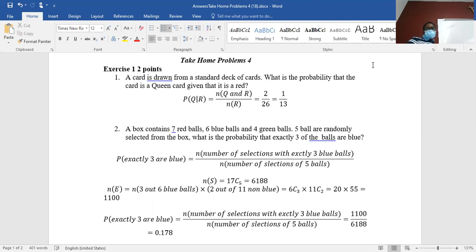You can also use the combination formula, but that will take you a longer time. That is, you could also do 17 combination 5 equal to 17 factorial over 5 factorial times 17 minus 5, which is 12 factorial. But if you do this, you will waste a lot of time. That's not my objective. It's not to test this computational skill.